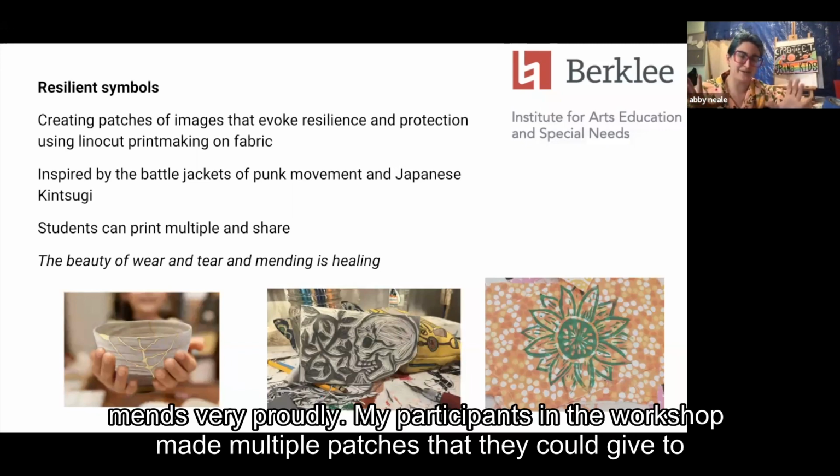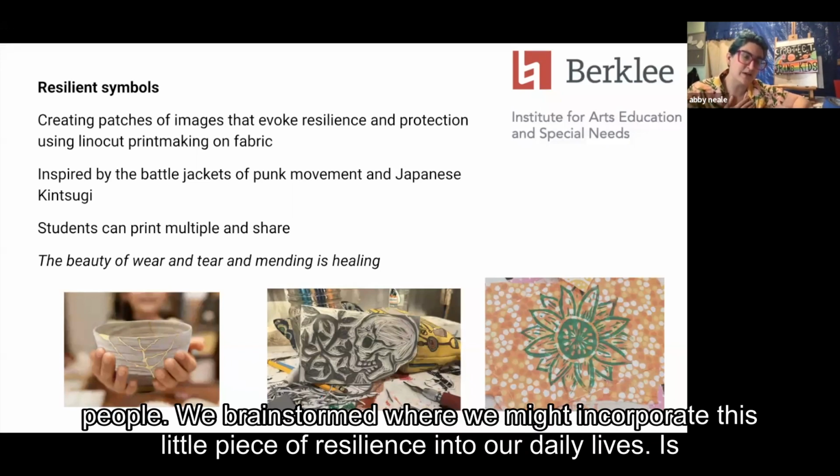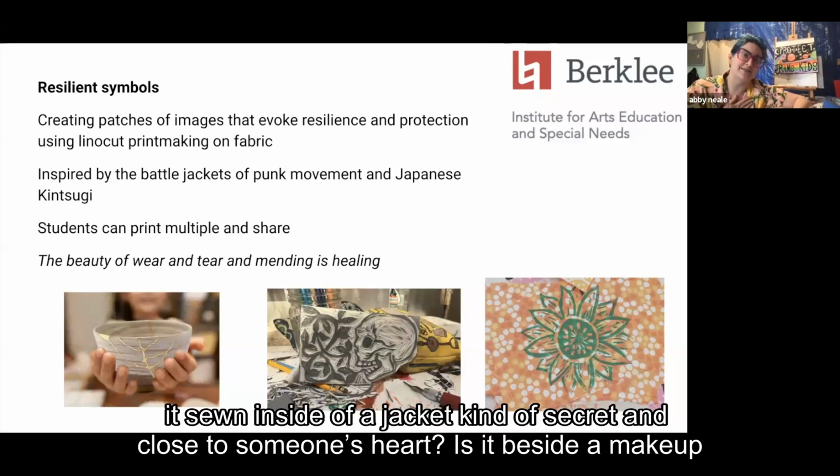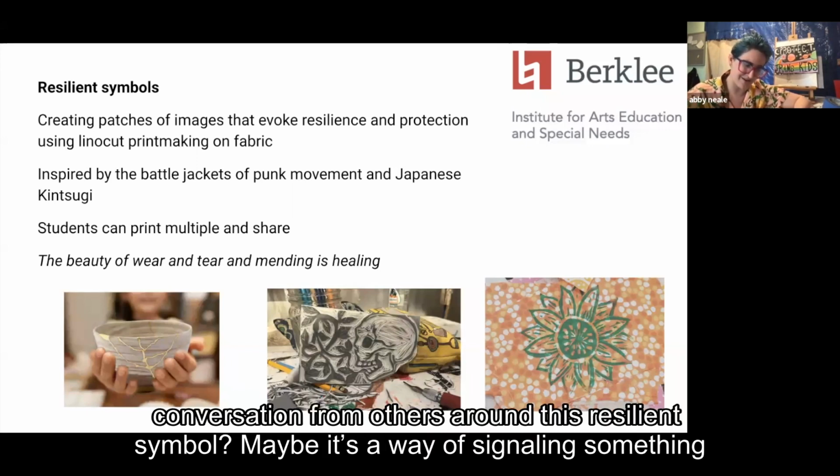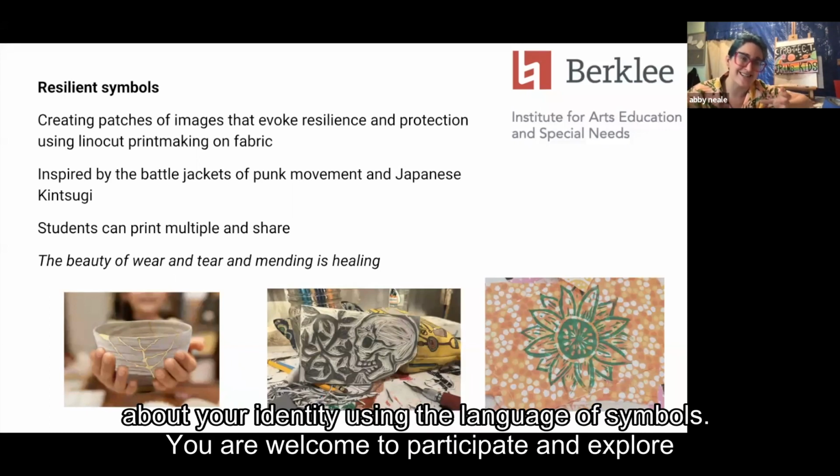My participants in the workshop made multiple patches that they could give to people. We brainstormed where we might incorporate this little piece of resilience into our daily lives. Is it sewn inside of a jacket, kind of secret and close to someone's heart? Is it beside a makeup mirror so you can see it every morning? Are you wearing it loud and proud? So it might invite conversation from others around this resilient symbol. Maybe it's a way of signaling something about your identity using the language of symbols.